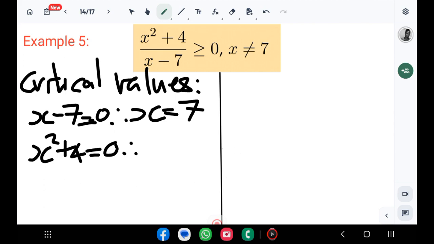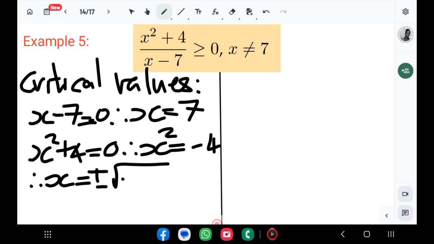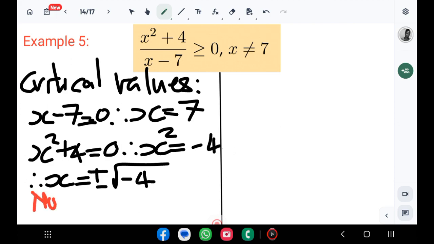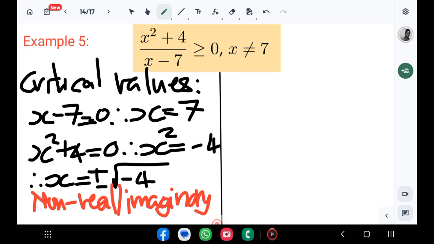If you are to solve this, you take everything to the right-hand side. That equals negative 4. Therefore, x equals plus or minus the square root of negative 4. Whenever we're dealing with the square root of a negative number, that means the number is non-real, in other words, imaginary. So we're not going to include it in the number line because it's not a real number.